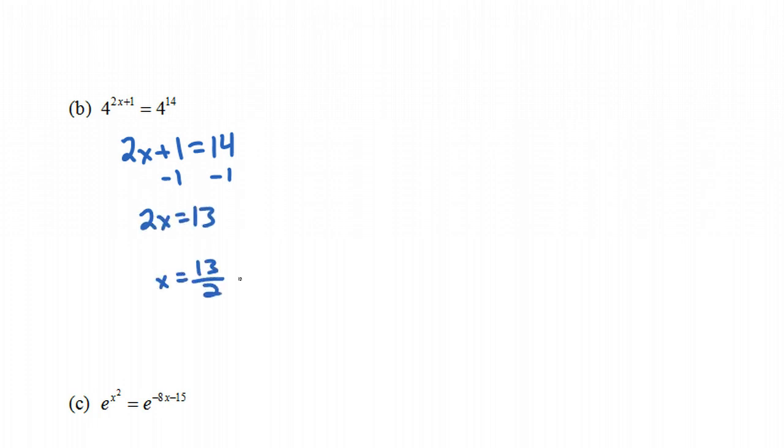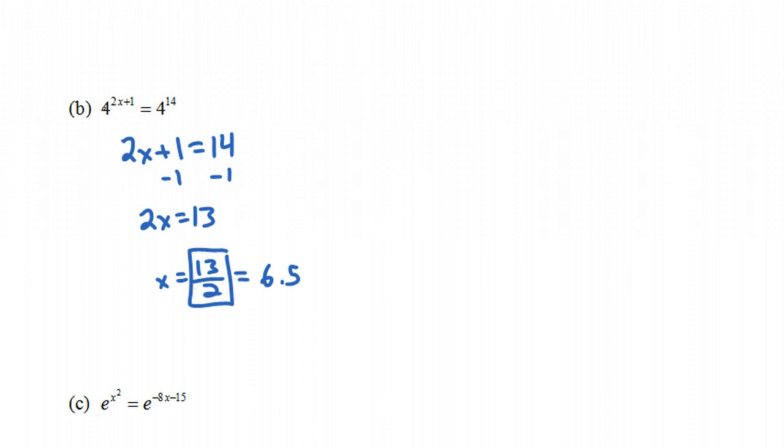Okay, next example, similar type of thing. 4 to the 2x plus 1 is equal to 4 to the 14th power. Well, this means that 2x plus 1 will have to equal 14. If we subtract 1 from both sides, we get 2x is equal to 13, and so x is equal to 13 over 2, right, or 6.5. Okay, these are pretty easy to solve.